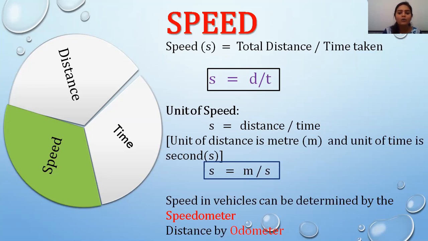So we now already know the formula for speed, that is speed is equal to distance upon time. Now let's see what is the unit of distance. So we can take the unit of distance as meter, we can even take it as kilometers. Okay, and what is the unit for time? The unit for time is seconds or hours.